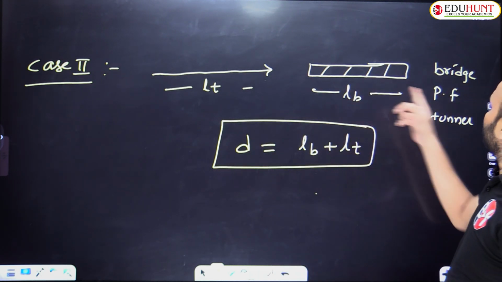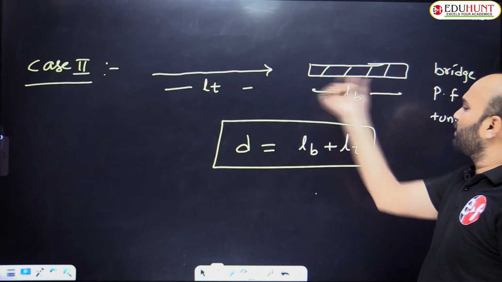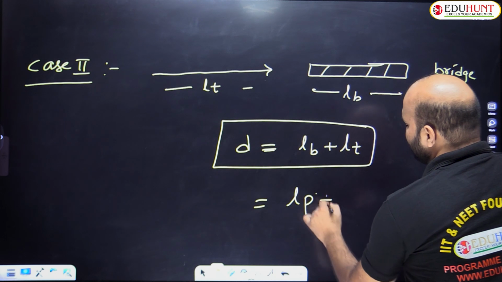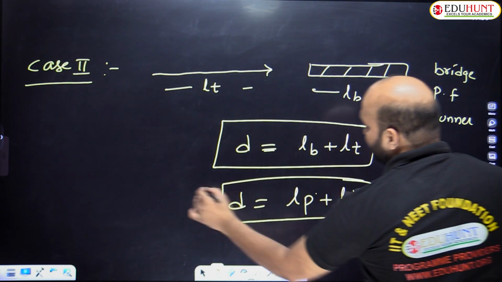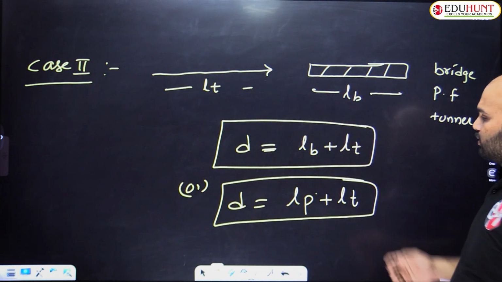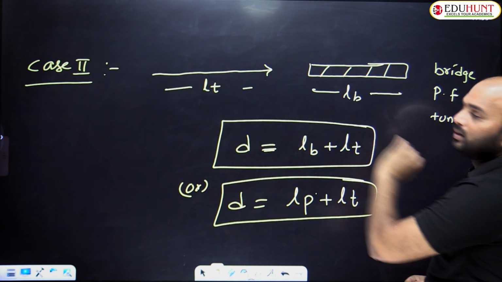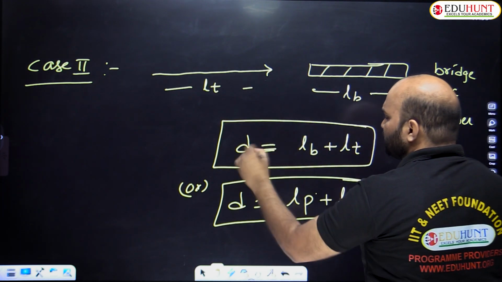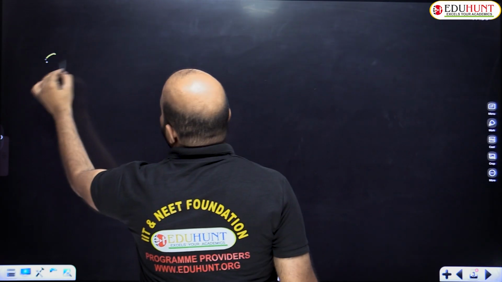If it is given a platform, a train crosses a platform, it covers a distance equal to the length of the platform plus the length of the train. So that is the distance. Am I clear? If it's given a tunnel, length of the tunnel plus length of the train. This is very important because a bridge has some length. A train crosses a bridge, so length of the bridge plus length of the train is the distance. That is case 2.